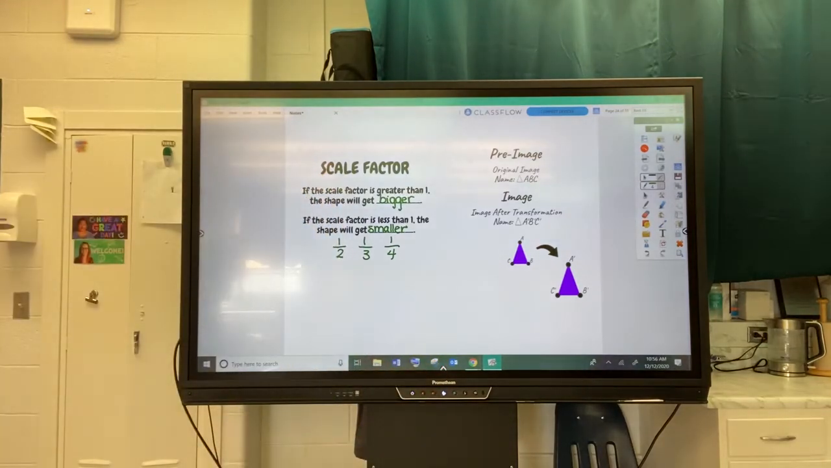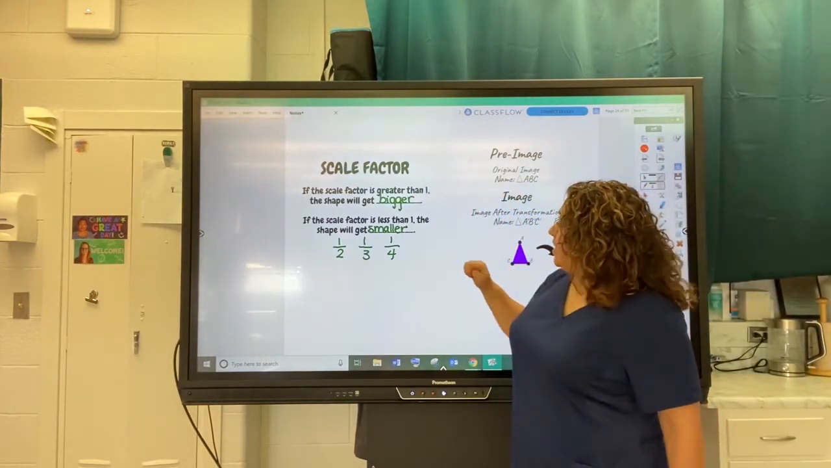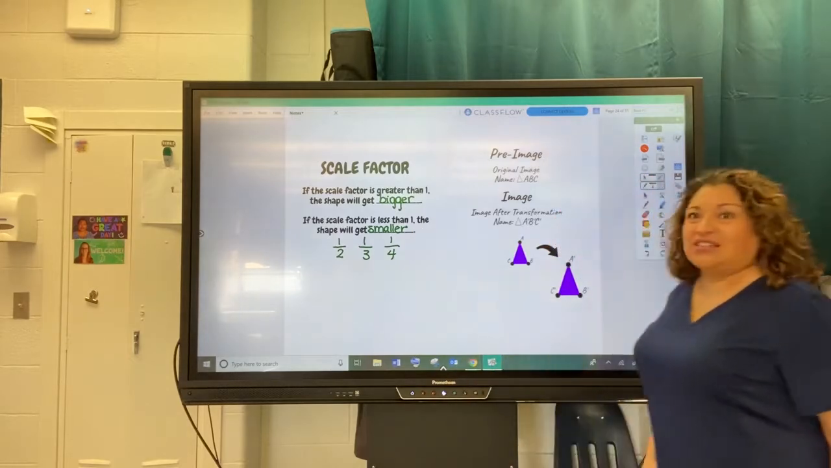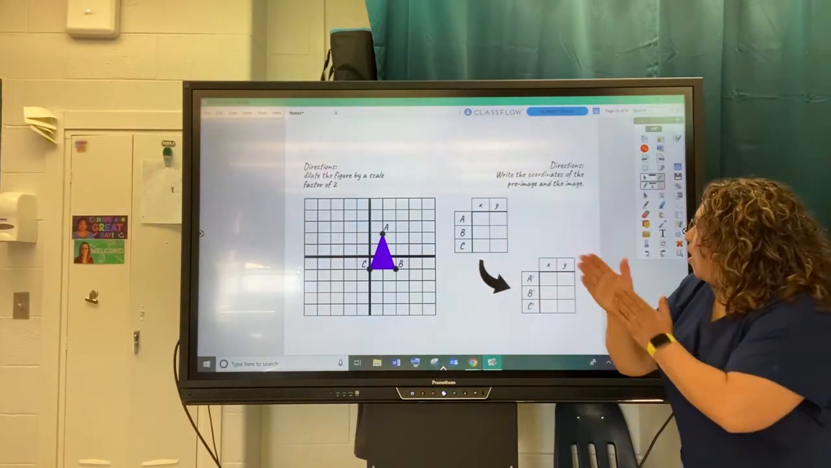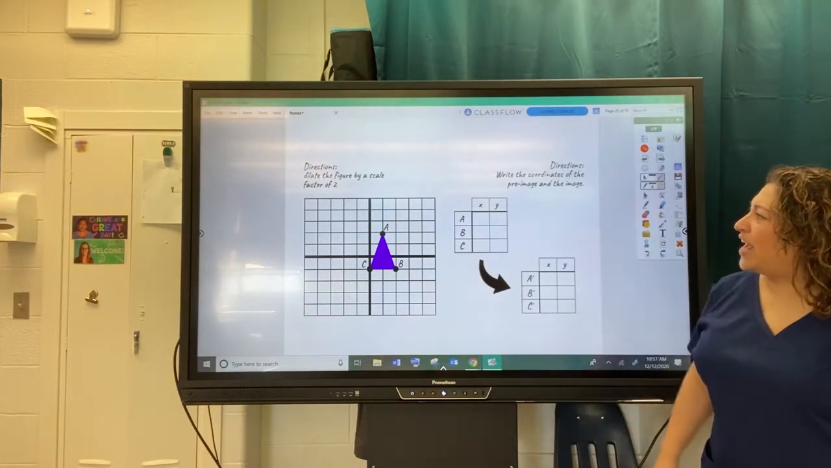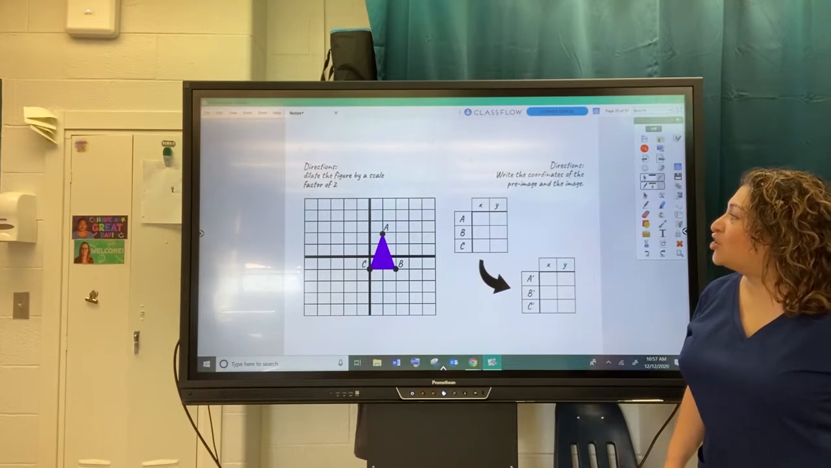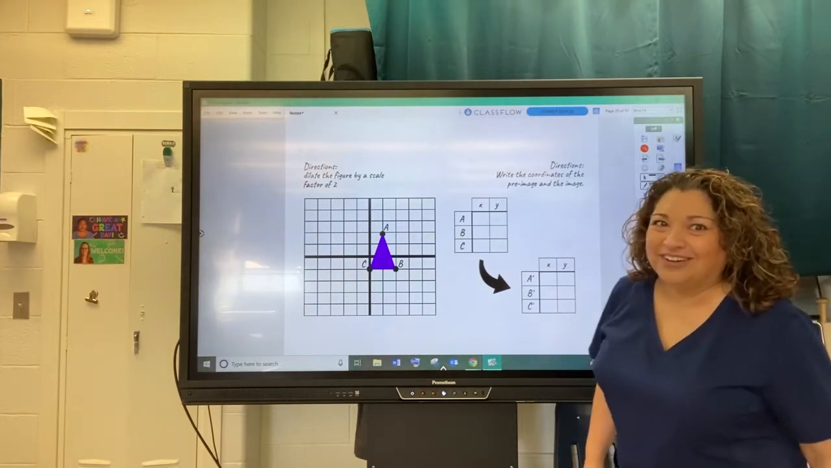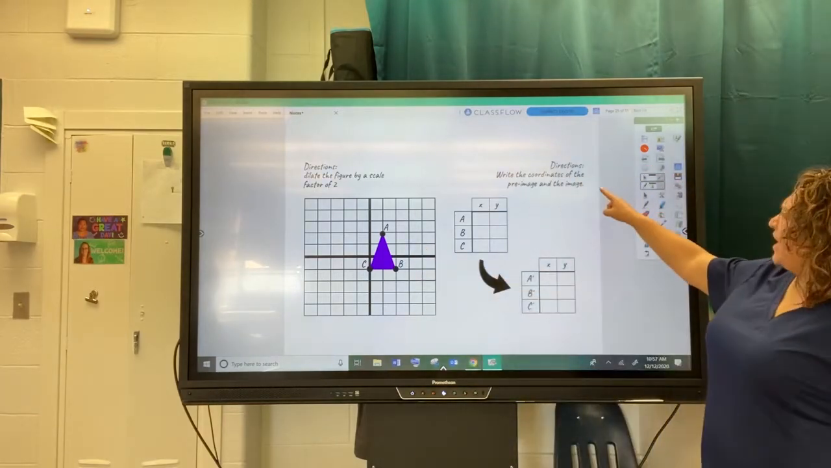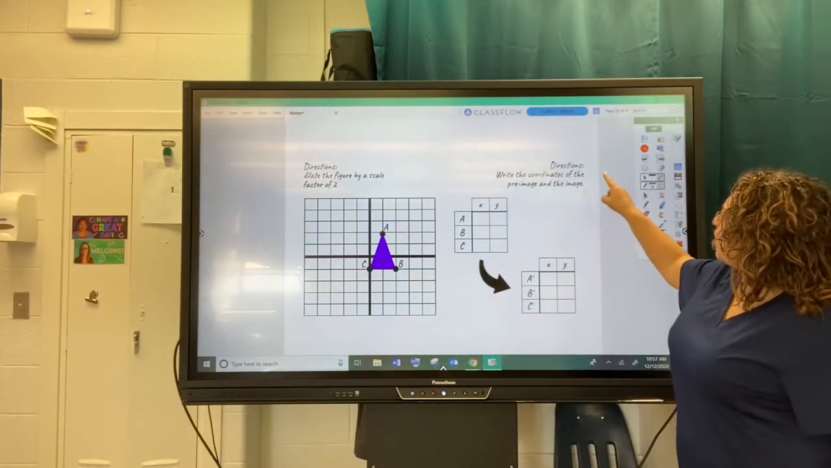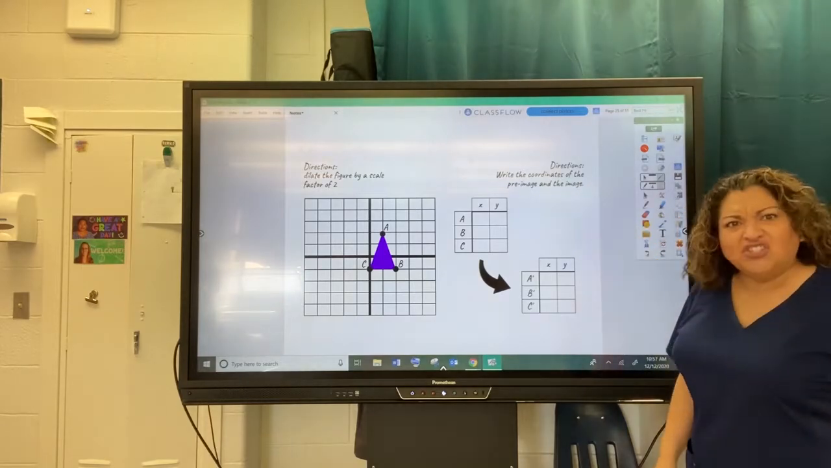All right. So we know that if our scale factor is greater than 1, it's going to get bigger. Less than 1, it's going to get smaller. Let's see what kind of math problem we have here. All right. This says directions. Dilate the figure by a scale factor of 2. That's greater than 1. This guy's going to get bigger. But let's read these directions. It says write the coordinates of the pre-image and the image. All right, so let's do that first.